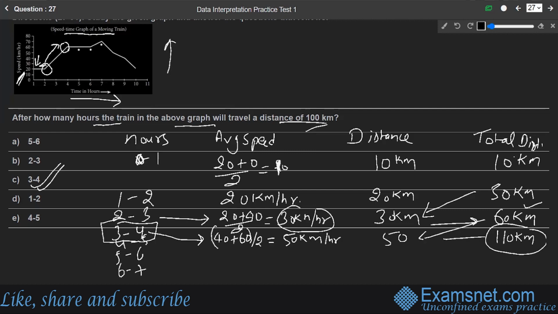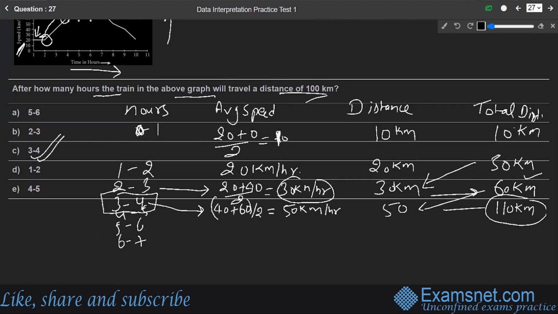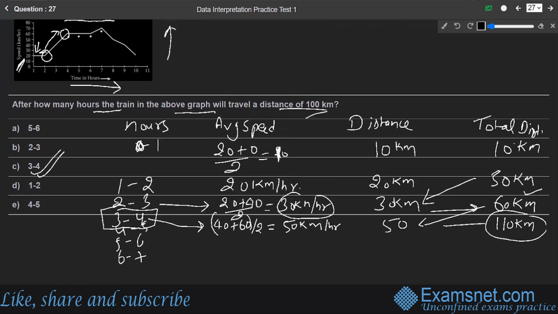Now we can continue with the same chart, and the data of this chart will be used in the next question also. If you go for 4 to 5 hours, from 4 to 5 hours we can see the speed value remains 60. It has become constant at 60. So the speed value from 4 to 5 hours is simply 60 kilometer per hour.